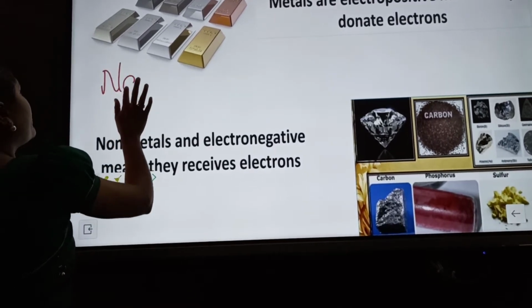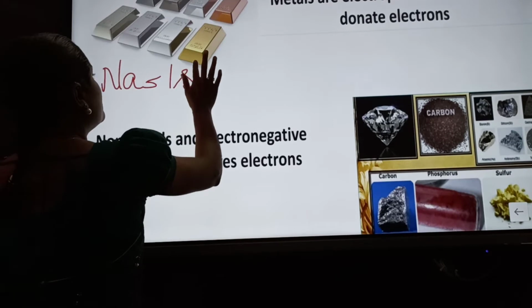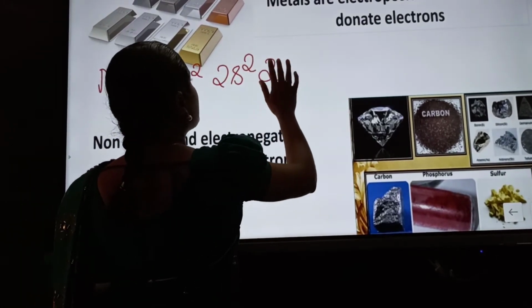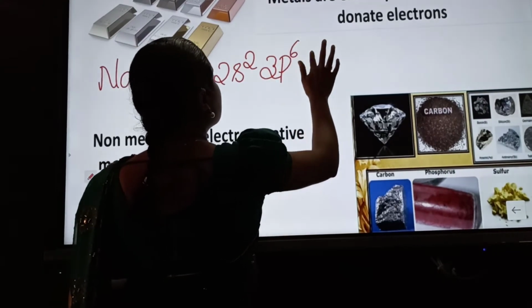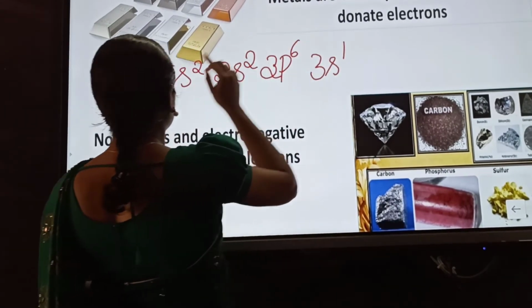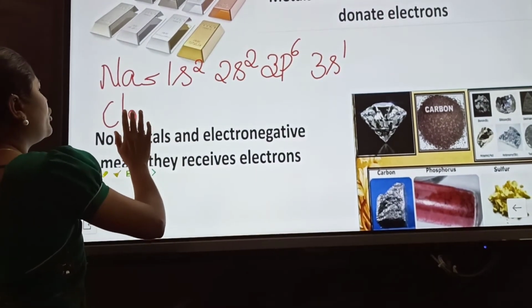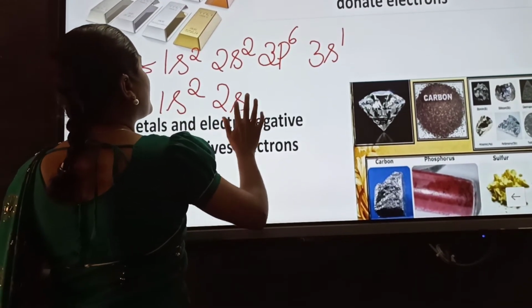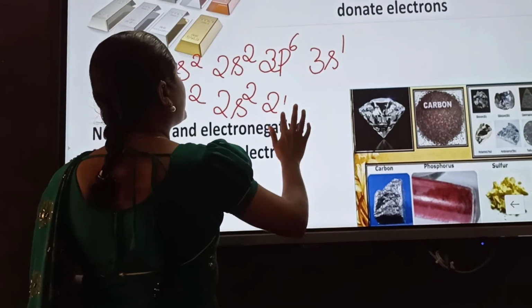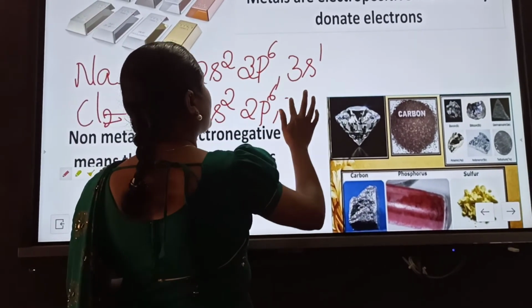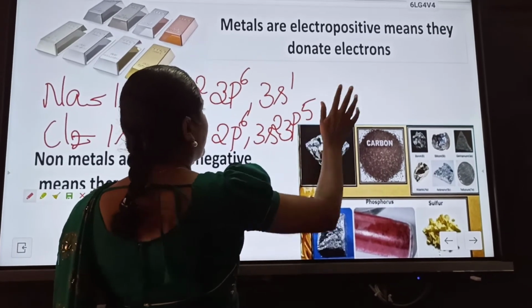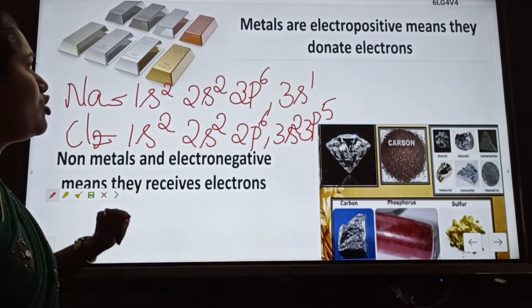So sodium, as I told, is 1s2, 2s2, 2p6 and 3s1. Next I will write chlorine. That is 1s2, 2s2, 2p6, 3s2 and 3p5. So observe these electronic configurations.